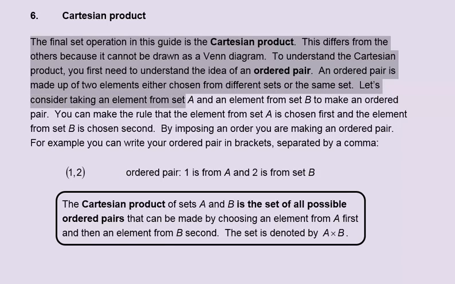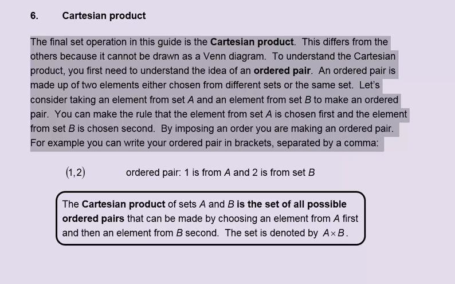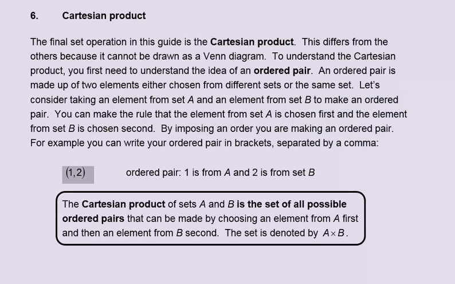Let's consider taking an element from set A and an element from set B to make an ordered pair. You can make the rule that the element from set A is chosen first and the element from set B is chosen second. By imposing an order, you are making an ordered pair. For example, you can write your ordered pair in brackets, separated by a comma. (1, 2). This is an ordered pair. 1 is from set A and 2 is from set B.